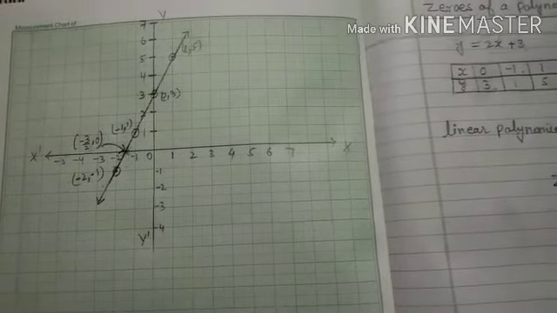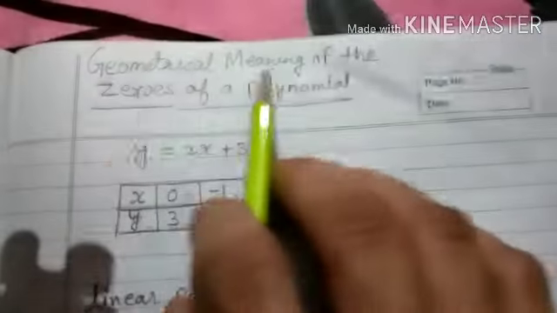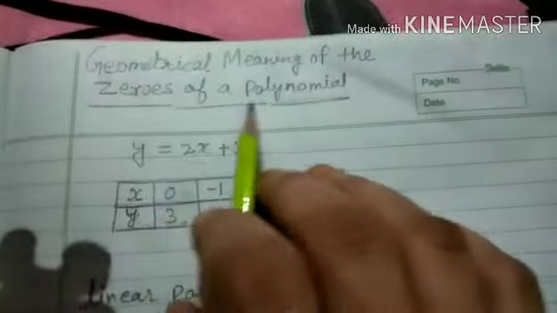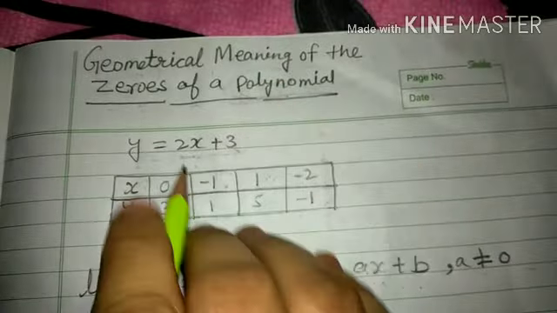So dear students, as we are doing chapter number 2, polynomials, today's topic is the geometrical meaning of zeros of a polynomial. Geometrical meaning of a zero of a polynomial.